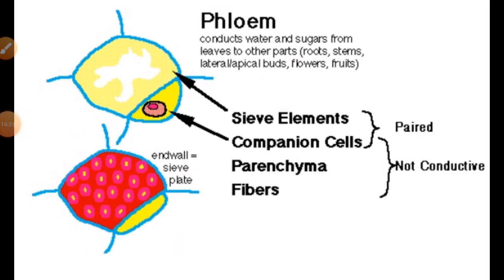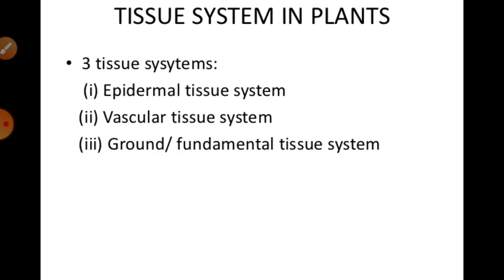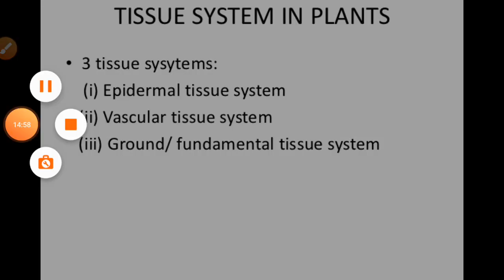Then we have to talk about the next one, in which we discuss the tissue systems in the plants. Especially we can say tissue systems means generally the tissues vary depending upon their locations in the plant body, right, and their structure, functions and locations. So on that basis they can again be classified into different categories: the epidermal tissue system, vascular tissue system and the ground or fundamental tissue system. So let's begin with the vascular tissue system.